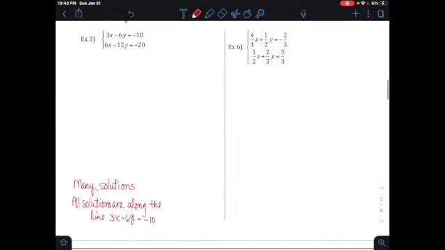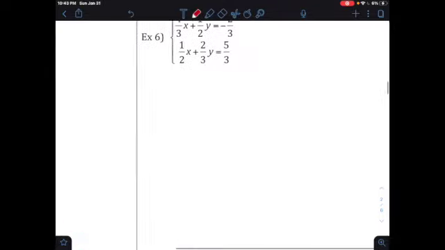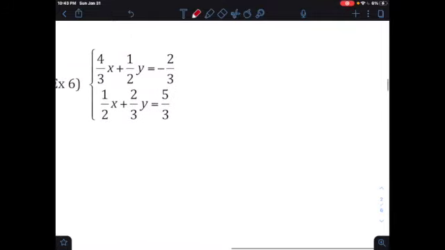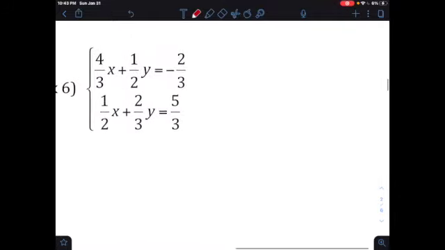If you look at example number 6, you probably are a little nervous because it has fractions. Because we don't like fractions so much, I'm going to show you how to clear fractions. So if you look at the first equation, you notice they have 3, 2, 3 as denominators, so I want you to find a common denominator.